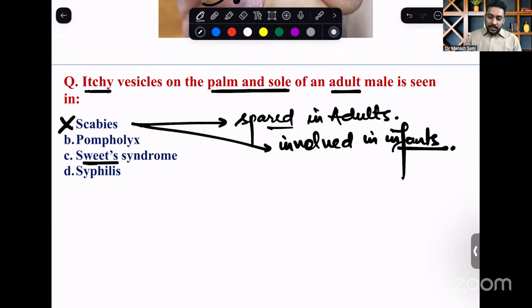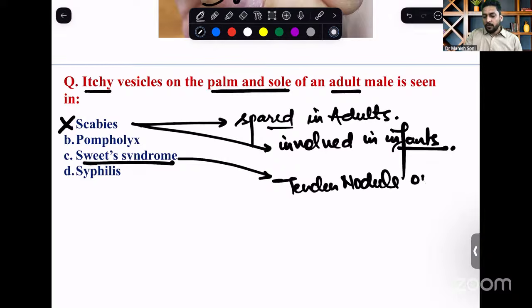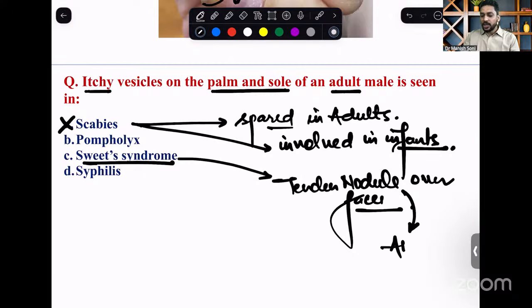Second, sweet syndrome. Sweet syndrome is associated with tender nodule over face, not necessarily itchy and not necessarily palm and sole are involved. Vesicles are not necessarily seen. They generally present with tender nodules over face. It is usually associated with underlying malignancy like acute myeloid leukemia. So all these are not feature of sweet syndrome.